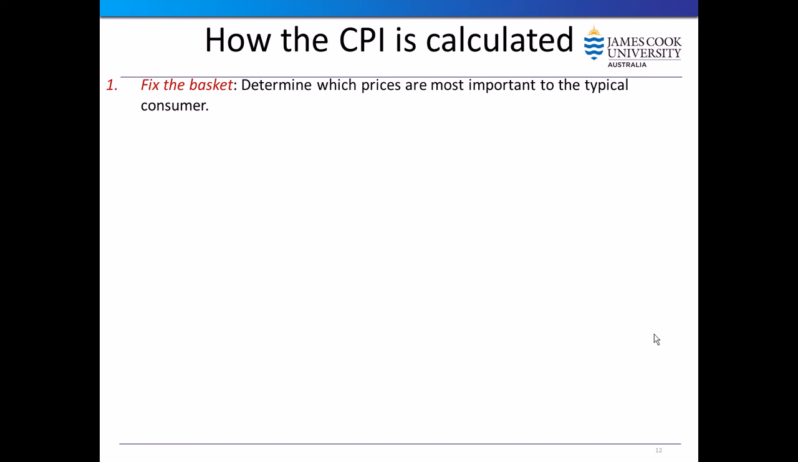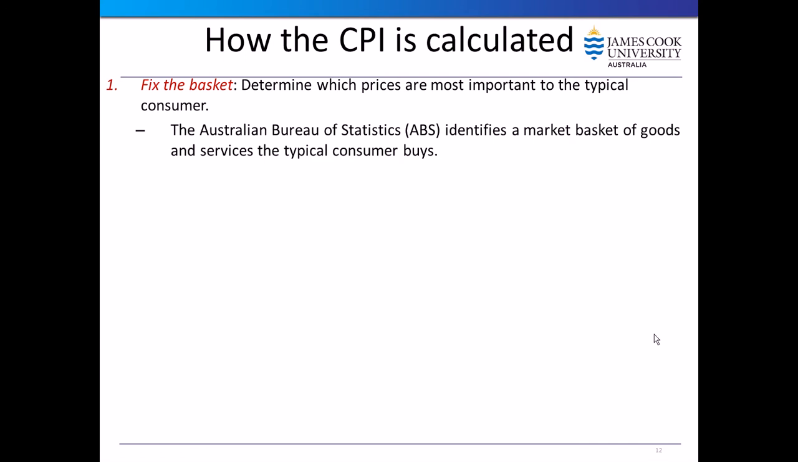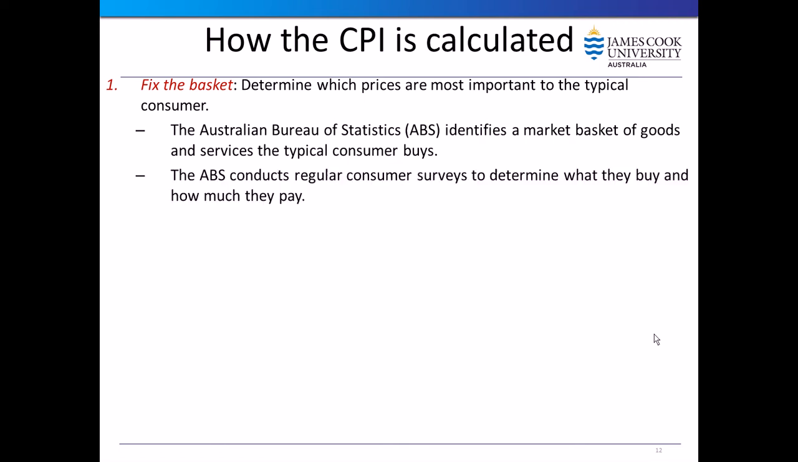First, the ABS will survey consumers to find out what basket a typical consumer consumes, so as to determine which prices are most important to the typical consumer. So the ABS identifies a market basket of goods and services that a typical consumer buys, and they do so by regular consumer surveys.